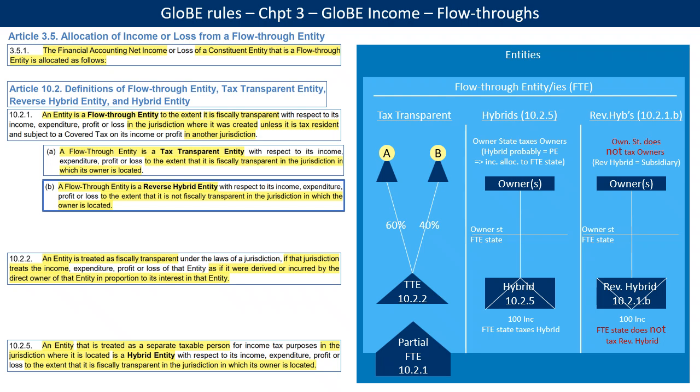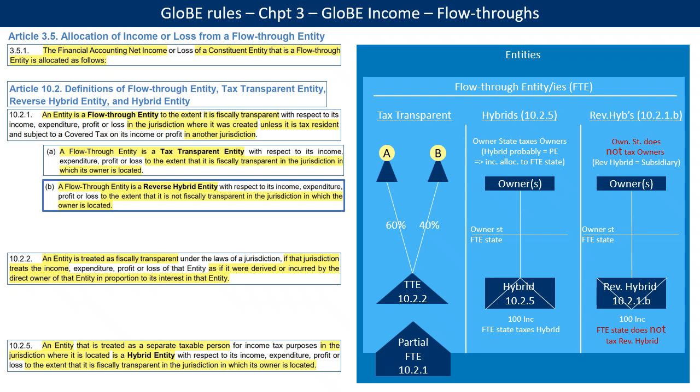So the consequence of a reverse hybrid very often is no tax, because the flow-through entity state says I don't see anything and I don't tax what I can't see, and the owner entity says there's a subsidiary on the other side, I can't tax it because Article 7 of the Model Tax Convention prevents me from doing so.